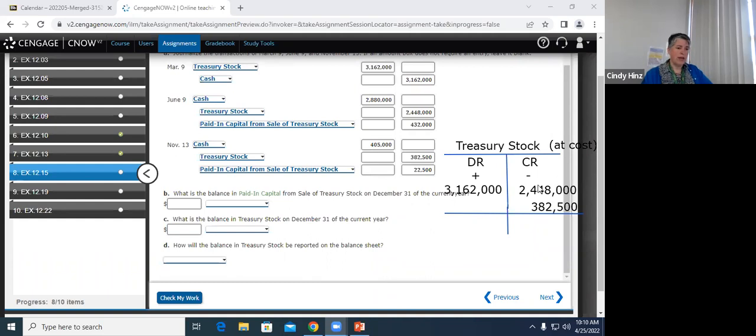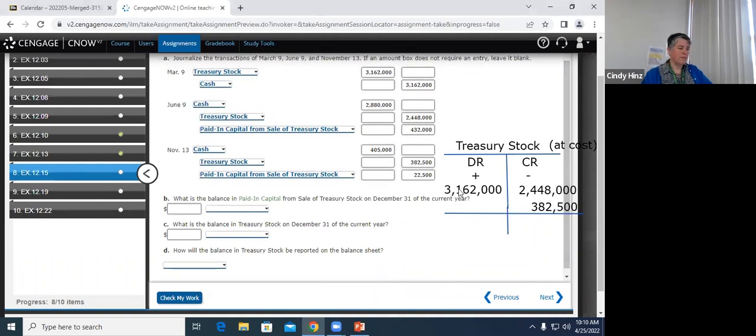So our last question here, what is the balance in the paid in capital at the end of the year? So we had 2 entries to the paid-in capital right there. Both credits, 432,000 plus 22,500 would be the balance. And that would be a credit balance because both of those were credits to the paid-in capital account.